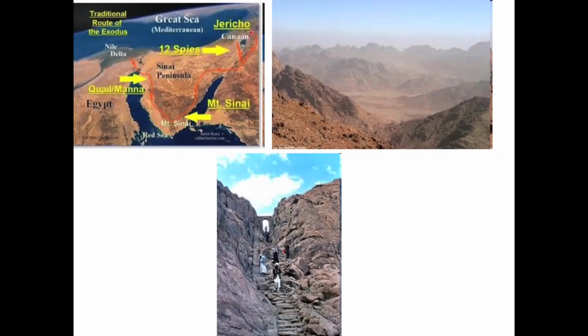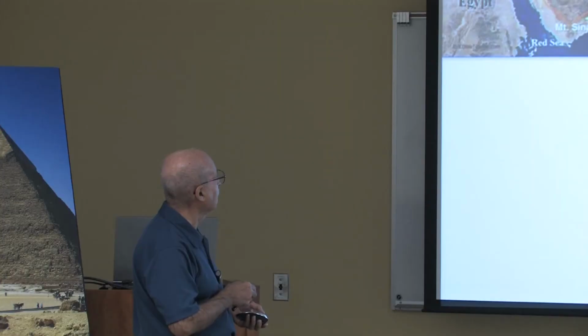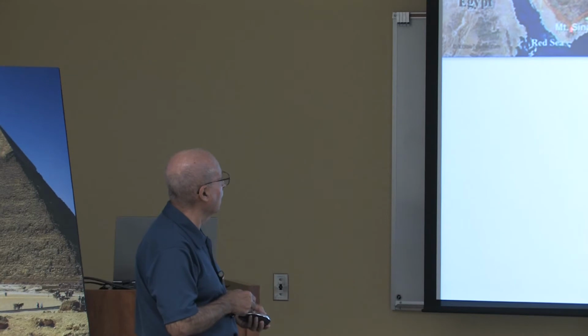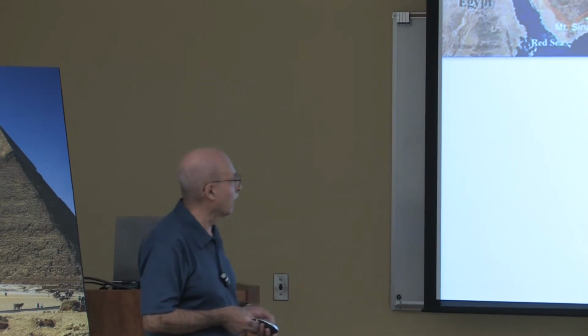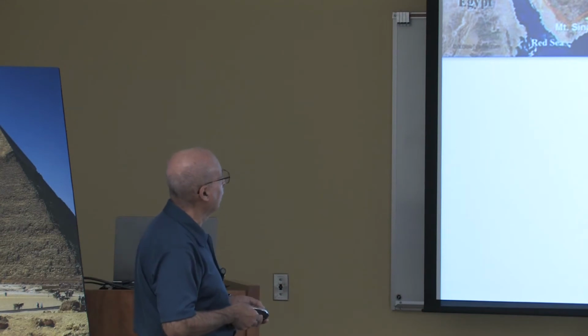Of course, this is Egypt and the Sinai Peninsula, which you are all familiar with. This is the Great Sea, the Mediterranean. And there is a great mountain located here, Mount Sinai, whose significance I will explain later, which has a lot of history and also religion.